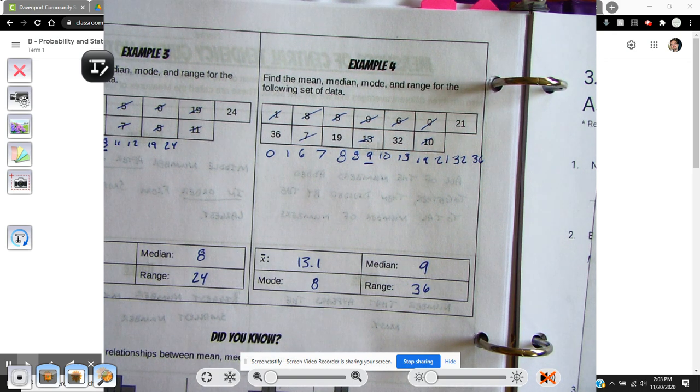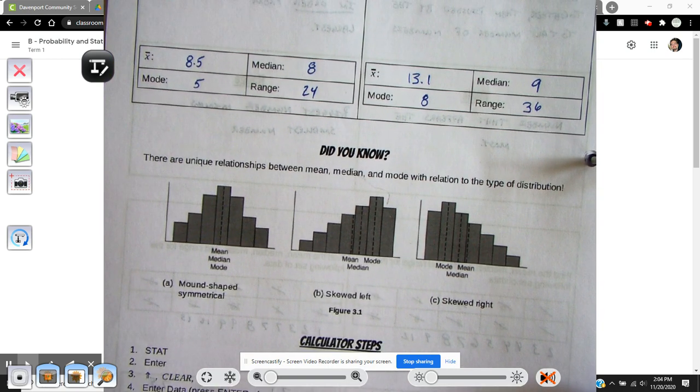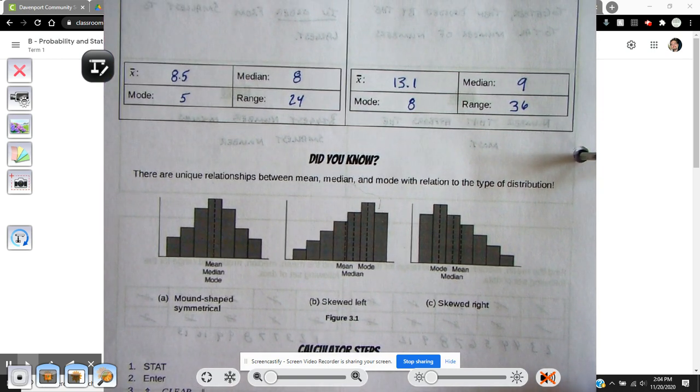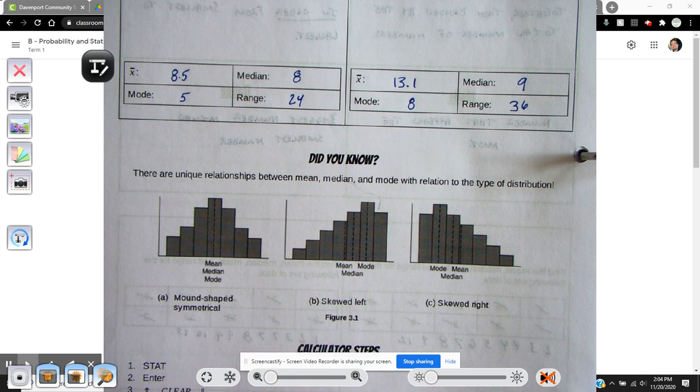Now, there is a unique relationship between mean, median, and mode when we talk about the distributions. And this really occurs when we have a normal distribution, a skewed left, and a skewed right. In that mound-shaped, symmetrical, or normal, our mean, median, and mode should all line up about the same in the middle. So they should roughly be the same number.